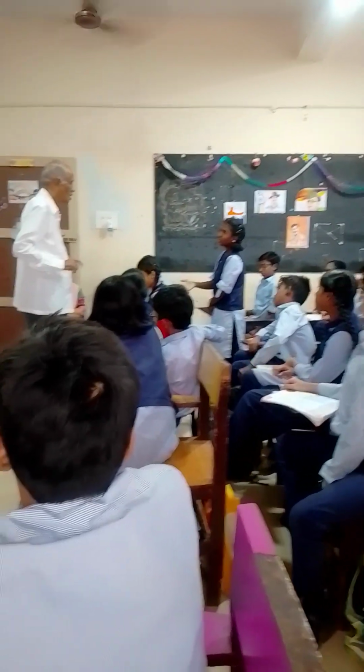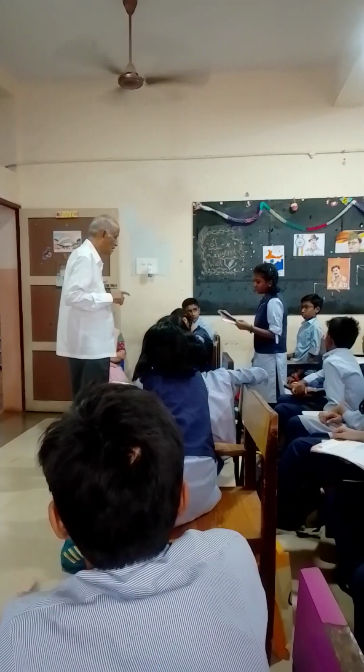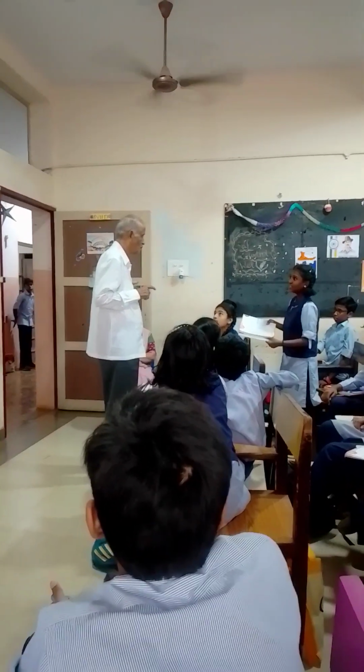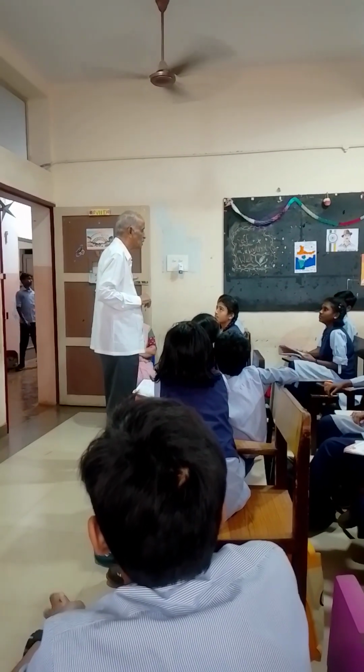There are millions. Read that. There are millions or billions? Millions. Billions. Millions. Billions. Billions. Okay. What is the difference between a million and a billion?